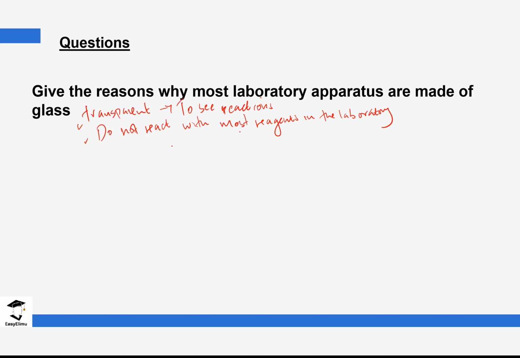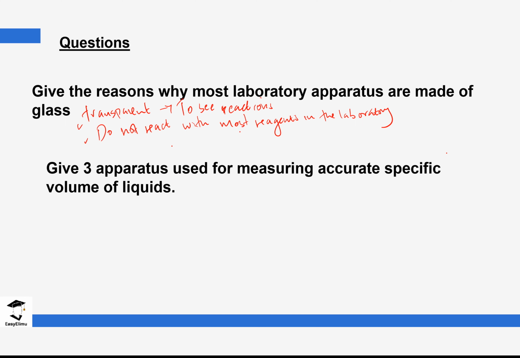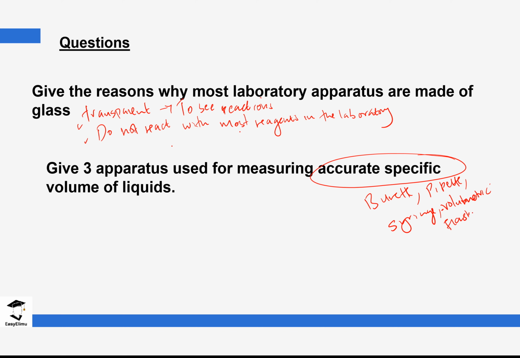The next question is, name three apparatus used to measure accurate volumes. You are going to see such questions specifying either accurate or approximate measurement of volume. We said the ones that are used for measuring accurate volumes are the burette, the pipette, the syringe, and the volumetric flask. Any of these are used to measure accurate or specific volumes of liquids.